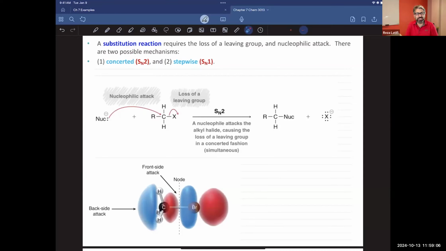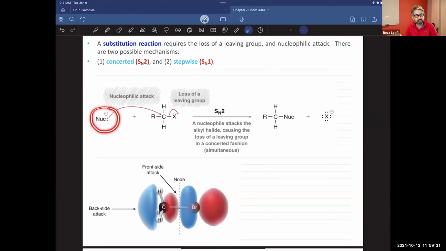In this lecture, I'm going to go through substitution reactions, and the one that I will zoom in on is the concerted mechanism. We call it SN2. S stands for substitution, N for nucleophilic, and 2 means you have molecularity equal to 2, or 2 particles are involved inside the rate determining step.